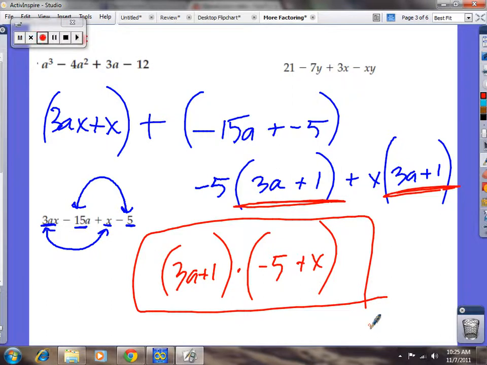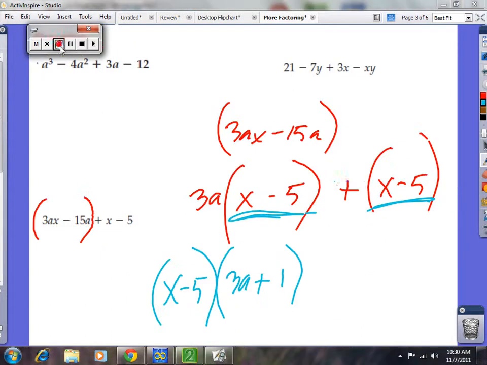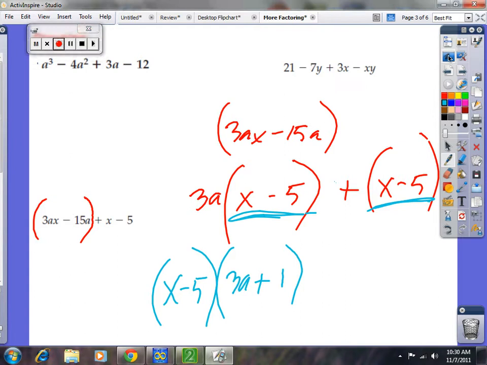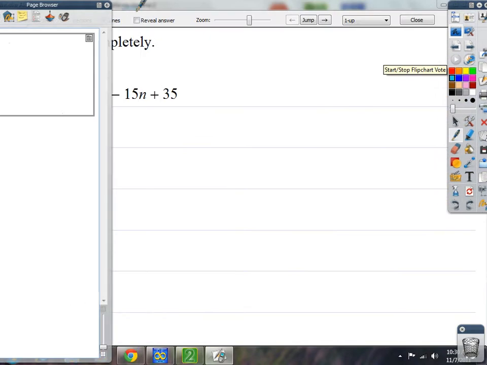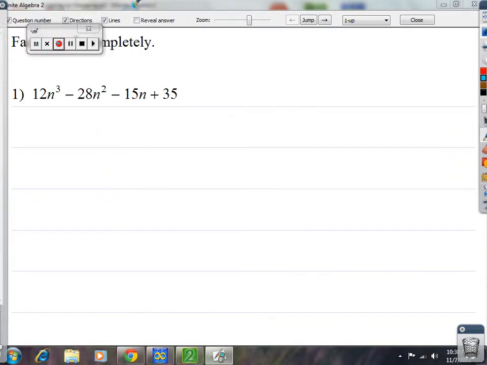So, pretty slick. Let's do this now. Okay, so let's look at number 1 on the worksheet. You got 12n cubed minus 28n squared minus 15n plus 35. So which 2 do you want to group together? If you look at these 2 guys, what's the GCF? What do they got in common? 4. And how many n's can you factor out? So let's factor out 4n squared. That's going to be our GCF.